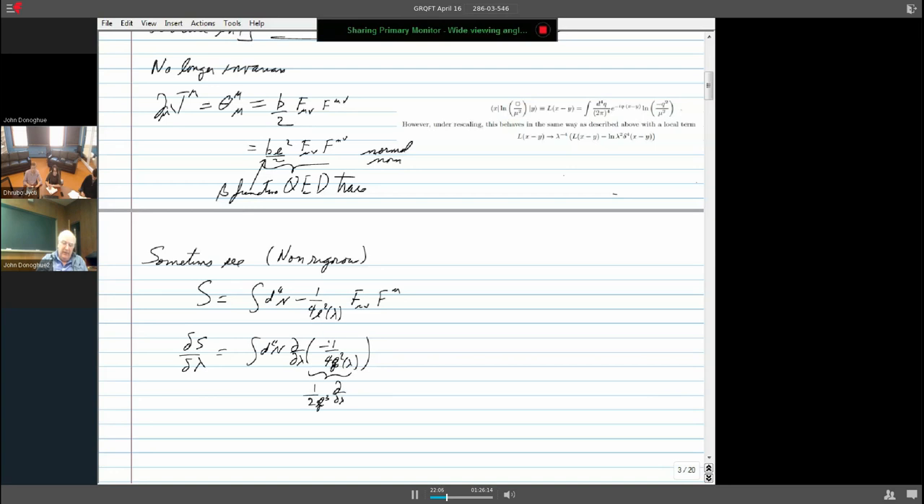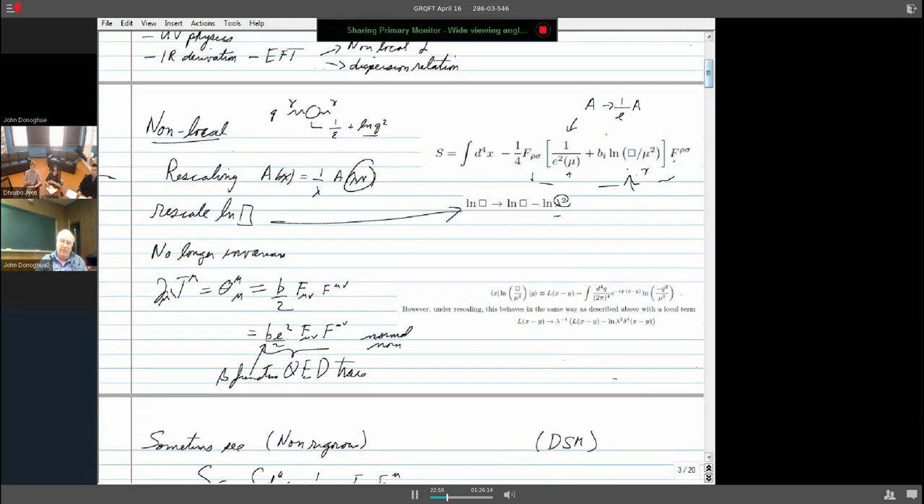integral d4x d by d lambda minus 1 over 4 e squared of lambda, which turns then into 1 over 2 e cubed, that's an e, times the derivative with respect to lambda of e of lambda. This is the beta function, and so this turns into, equals, the beta function over 2e is what it really is in this case, times F squared.